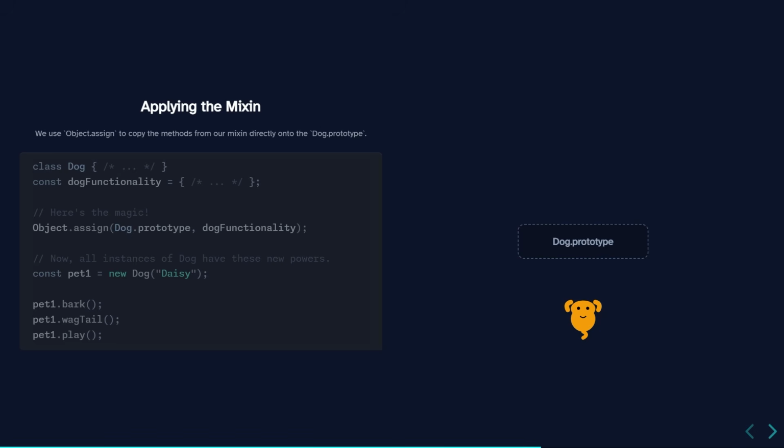Now let's visualize this infusion of power. Here's our Mixin blueprint. When Object.assign is called, the functionality is copied over. The prototype is now energized with these new methods. That means every single instance of dog, including the one we just made, instantly gains these new abilities. Now when we call pet1.bark, it works. Let's try wagTail and play. We have successfully added reusable functionality without a single extends keyword.